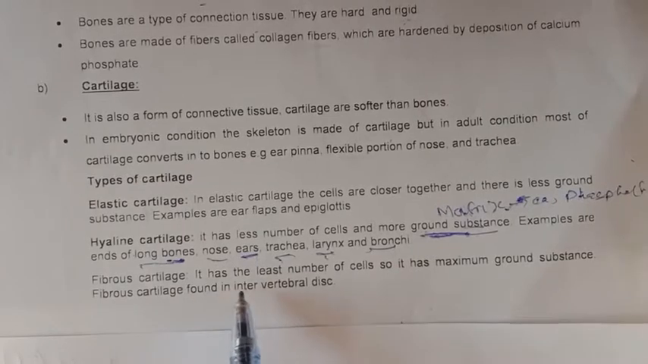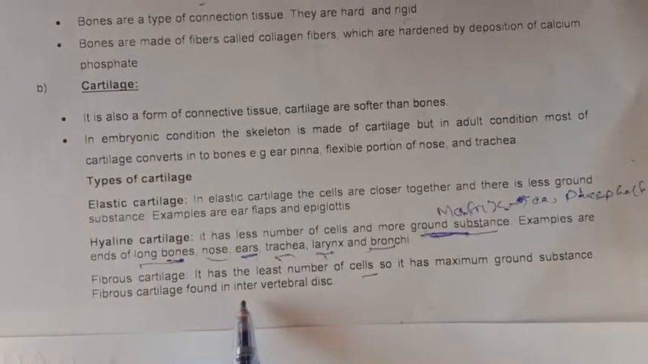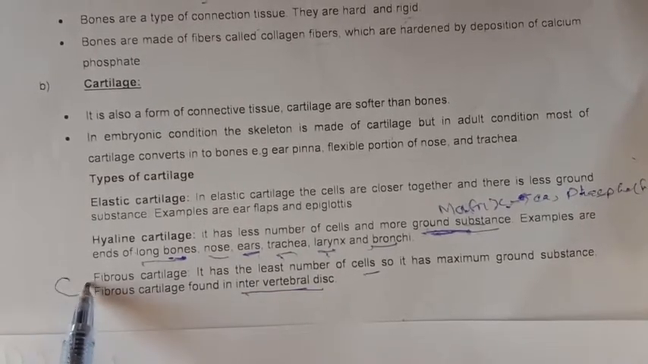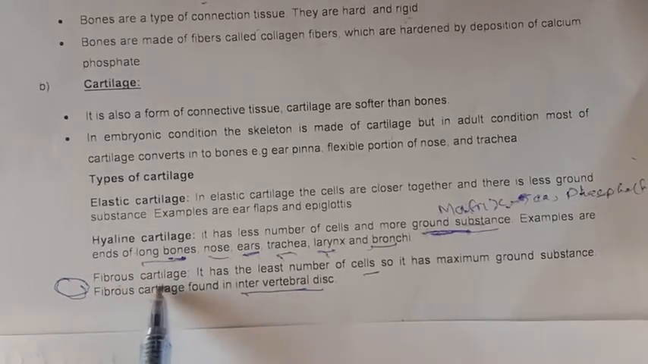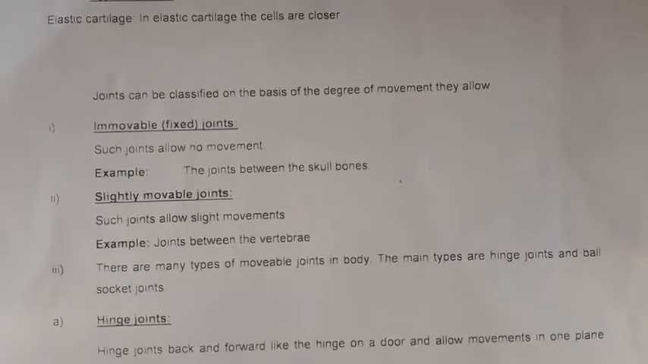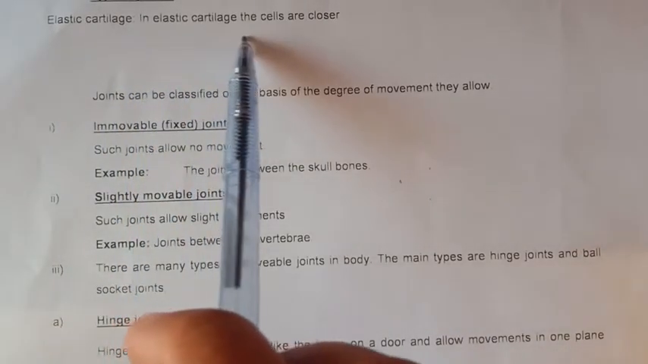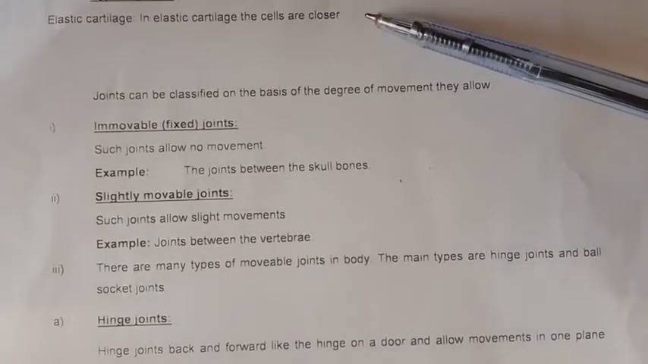Fibrous cartilage has the fewest cells, so it has the maximum ground substance. Fibrous cartilage is found in the intervertebral discs. So the cartilage disc present between two vertebrae is an example of fibrous cartilage. In elastic cartilage, the cells are closer to one another.